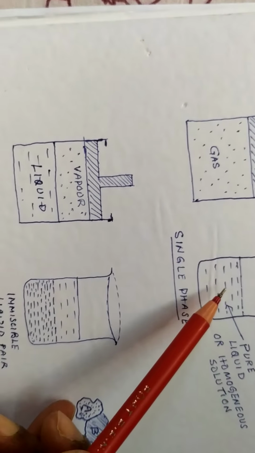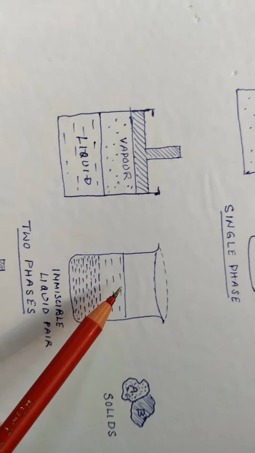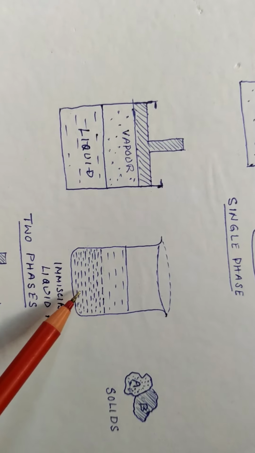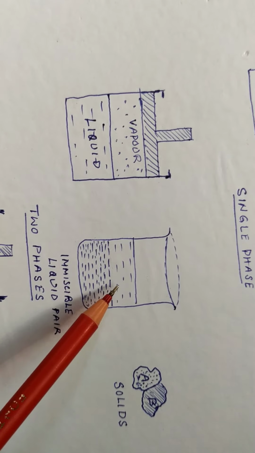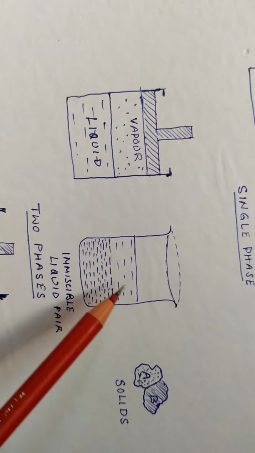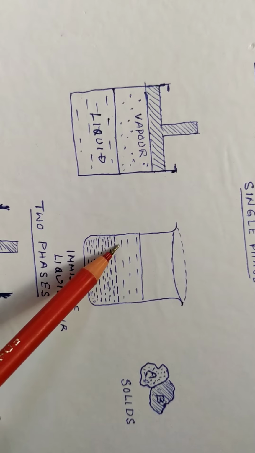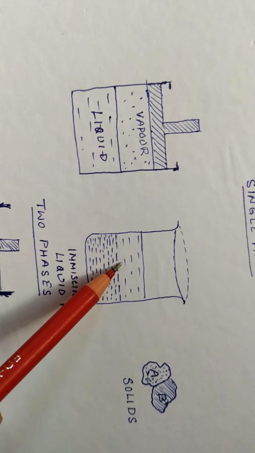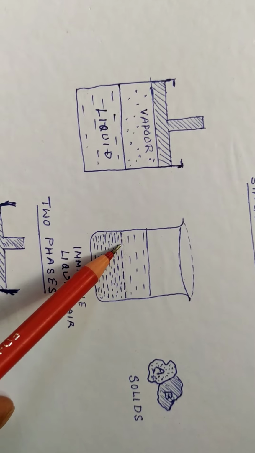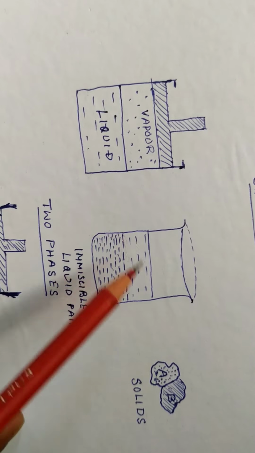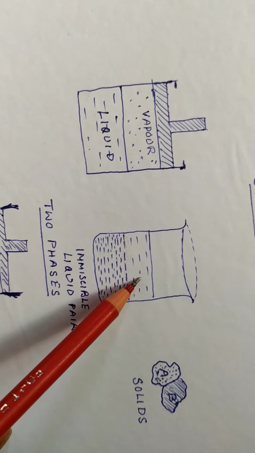But if we take two immiscible liquids, there is an immiscible liquid pair, liquid A and liquid B. Here is a distinct boundary of separation between these two. So this is a two-phase system. This is phase 1 and this is phase 2.